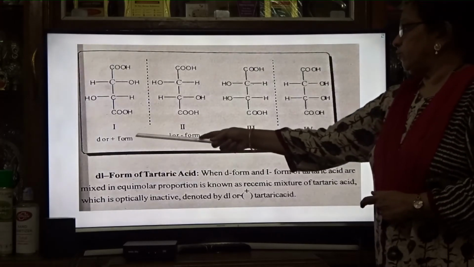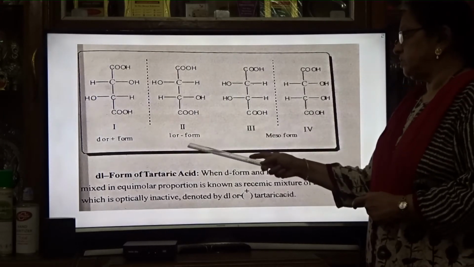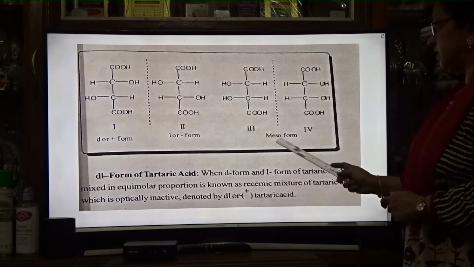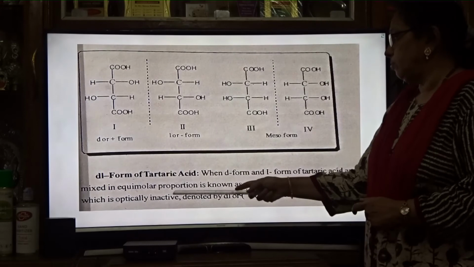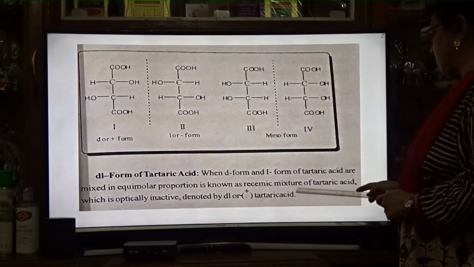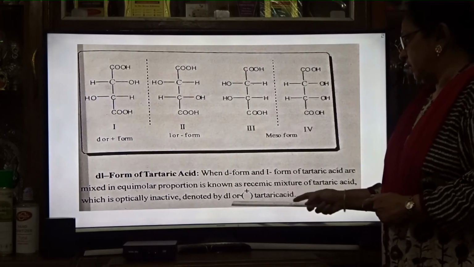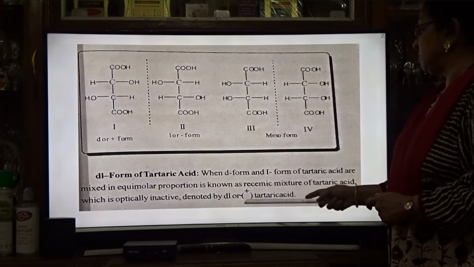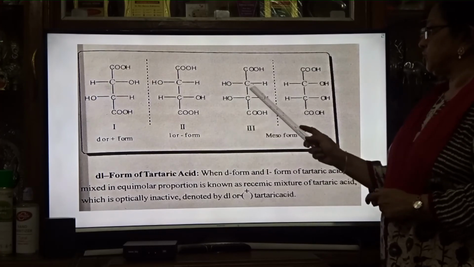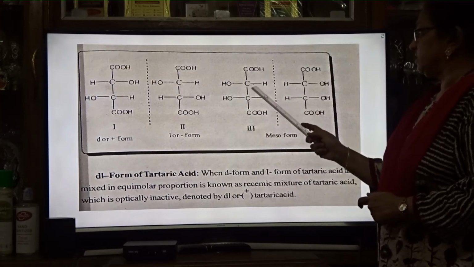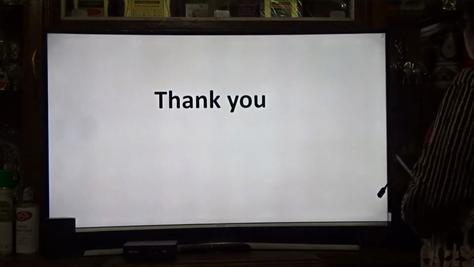So one form, two form, three form. This form is known as the meso form, this is D form, this is L form and this is DL form. It is the DL form of tartaric acid. When D form and L form of tartaric acid are mixed in equimolar proportion, it is called the racemic mixture of tartaric acid, which is optically inactive, denoted by DL or plus minus. Here plus and minus both signs are there. So the racemic form is a mixture of D and L forms. Here you are seeing D form and L form, both are mixtures. Thank you.